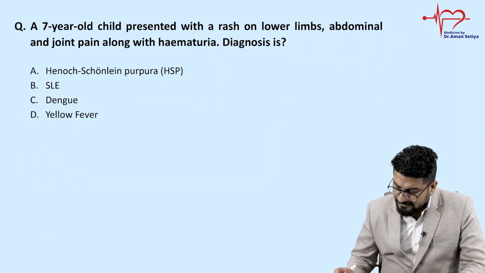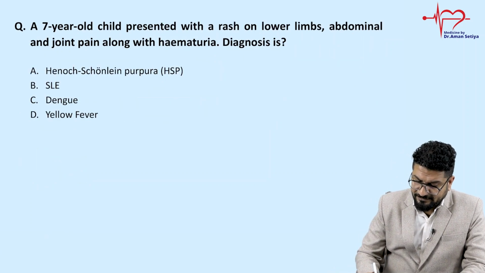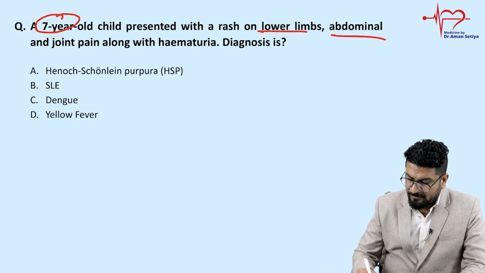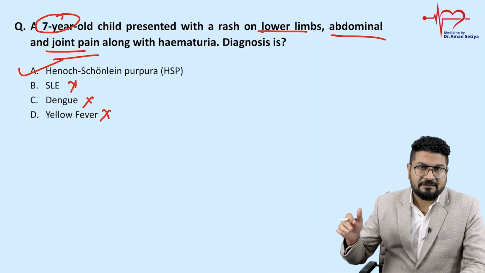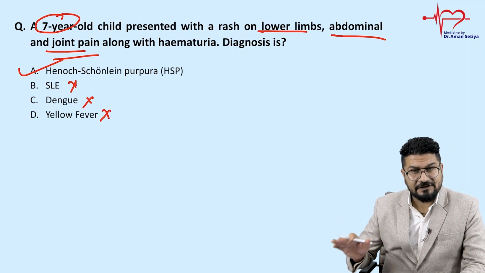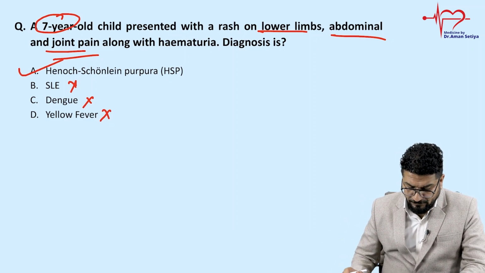A 7-year-old child presents with rash on the lower limb, abdominal pain and joint pain. Child, rash on lower limb, abdomen, joint pain. So yellow fever, no. Dengue, no. SLE, no. It is HSP. Rash on abdomen, thigh, legs, buttocks in a young child, it is always HSP, Henoch-Schönlein purpura.